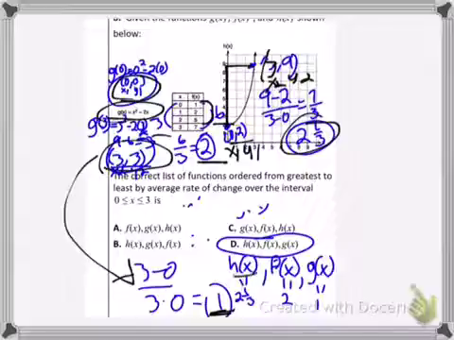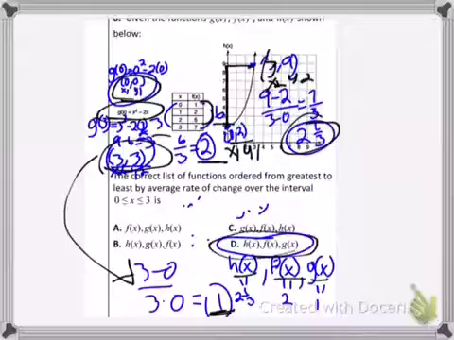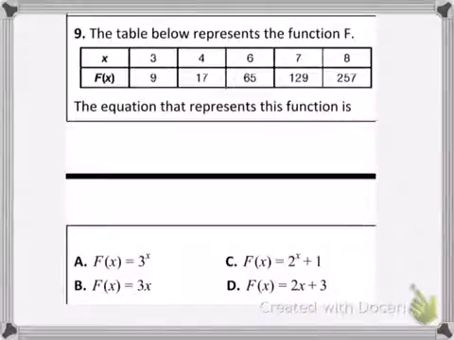So it's h of x, which is the greatest, which is 2 1/3. f of x, which is the middle, which is 2, and g of x, which is the lowest, which is 1. So it's D.